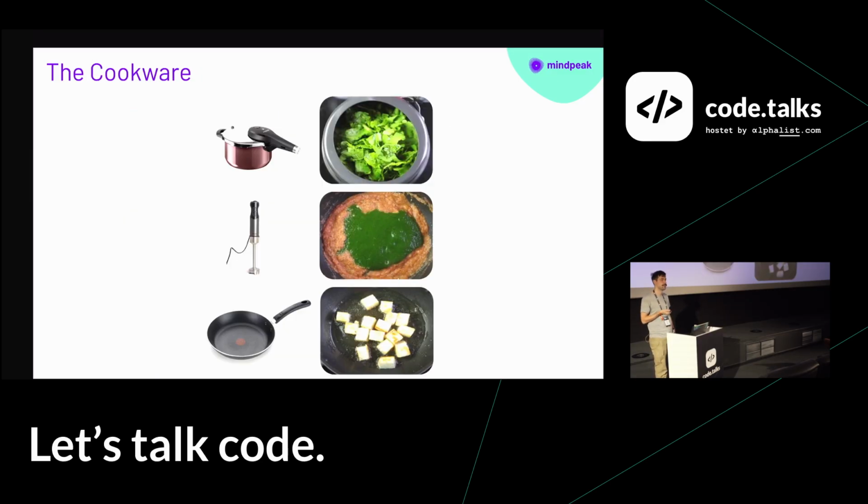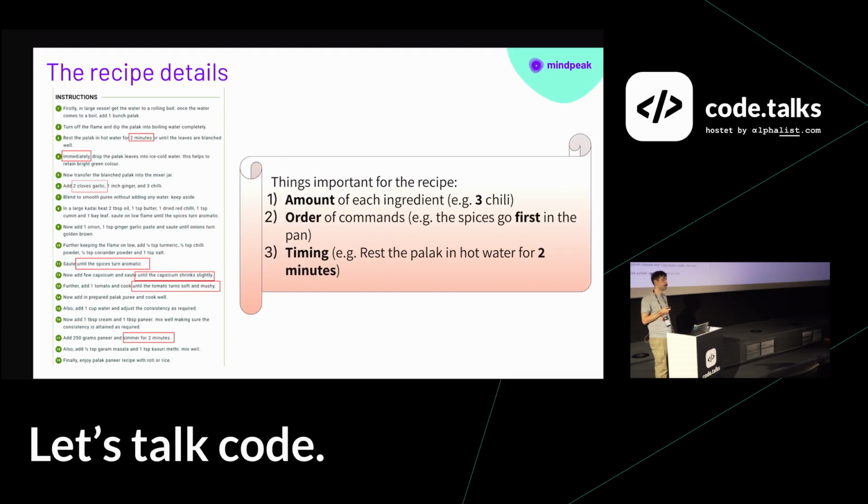You need your cookware. So, for example, something to boil your spinach, something to make the spinach into a nice paste, and you also need a frying pan to fry your paneer. And last but not least, you don't only need your recipe, but you also need these fine recipe details that are going to make your final dish amazing. So for example, the amount of each ingredient is really important, because if you put too much chili, it's going to get super spicy, but if you don't put much, then it's going to get bland.